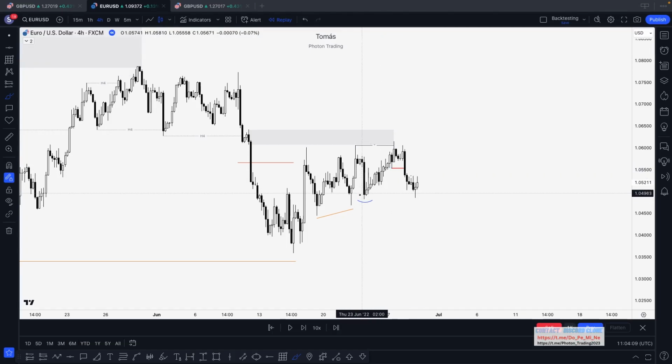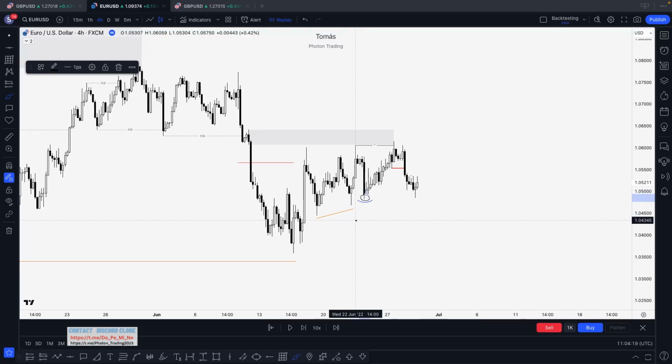You can see this low failed to take out the high, swept the high, and chopped bearish. What that means is that this low is weak, correct? So it means that I'm going to look for sells. I will not and will never recommend you taking trades from weak legs.